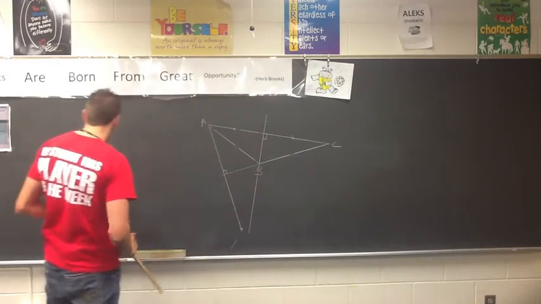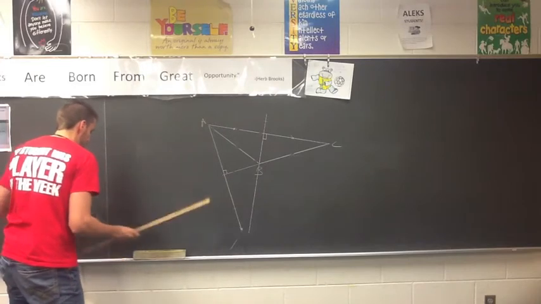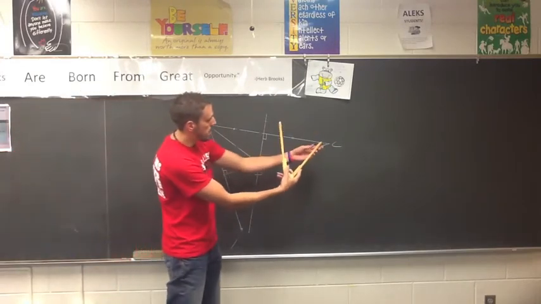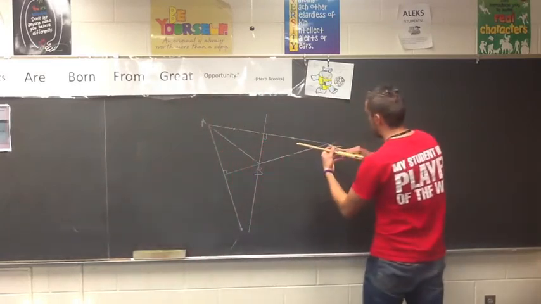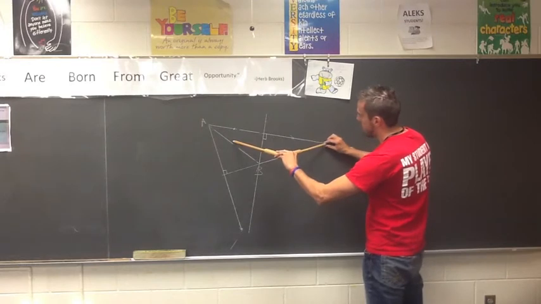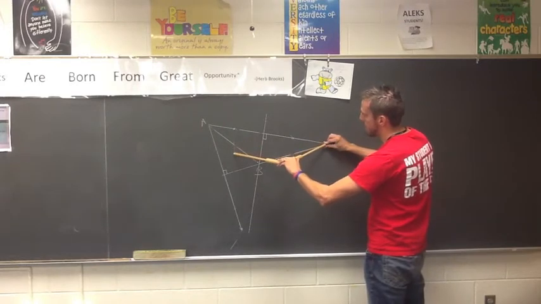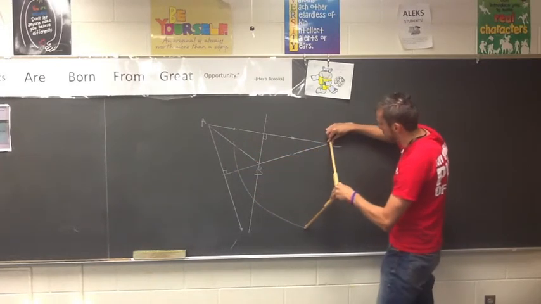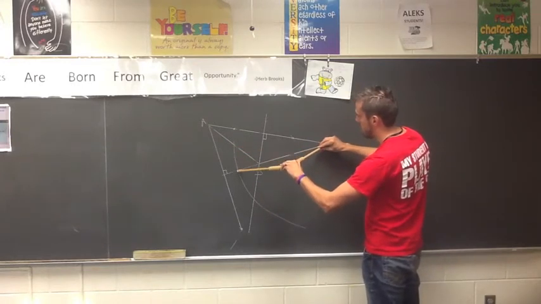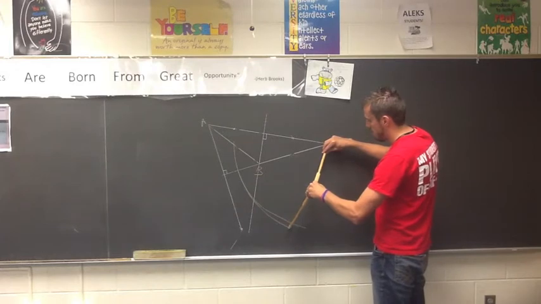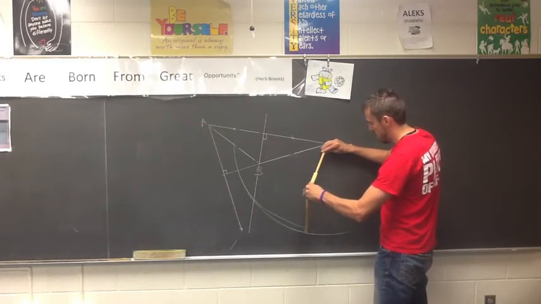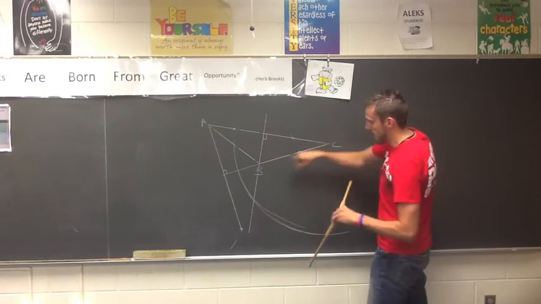I want to find out what my altitude at C creates. So I'm going to do altitude at C, which means I'm going to start at C, have my compass open to where it intersects AB's segment. This one I'm going to have to actually intersect and extend my side. I'm going to go way out here.